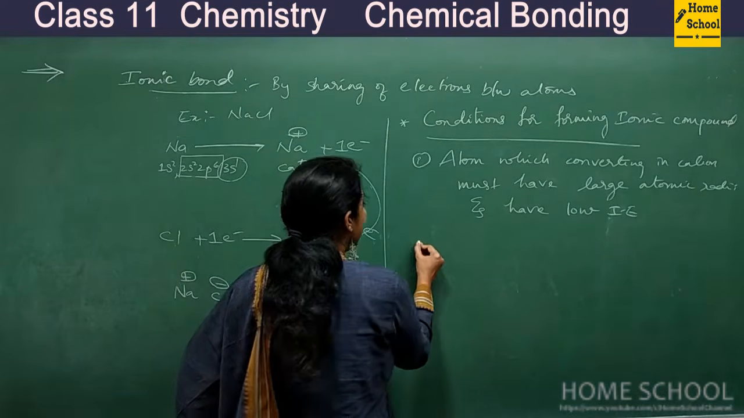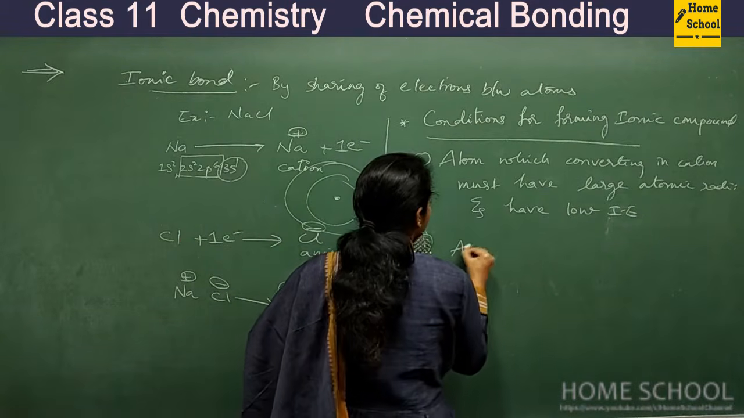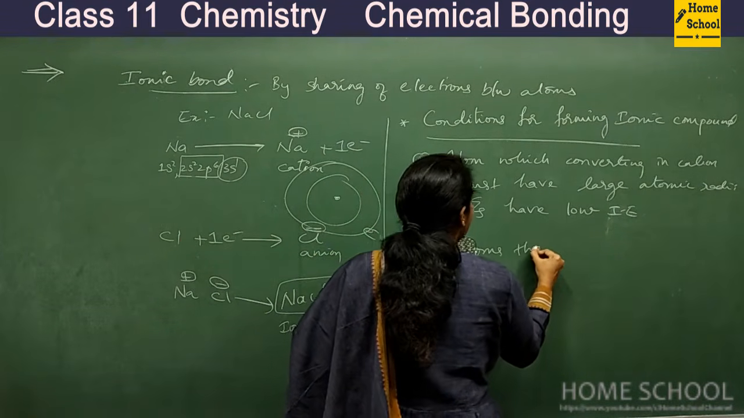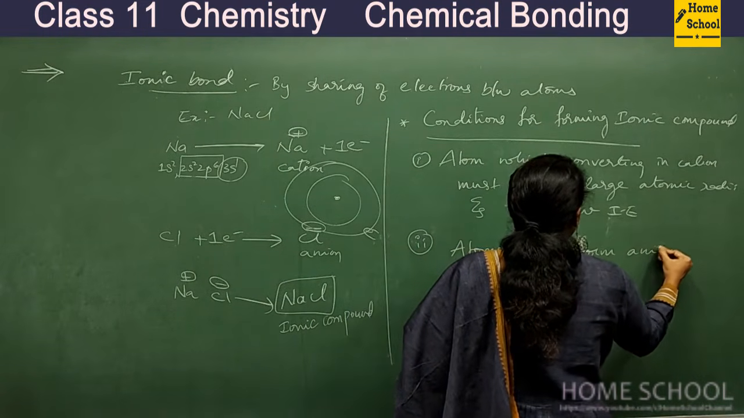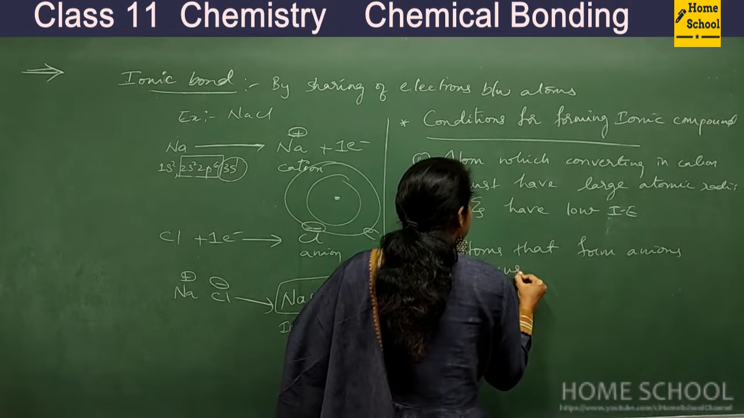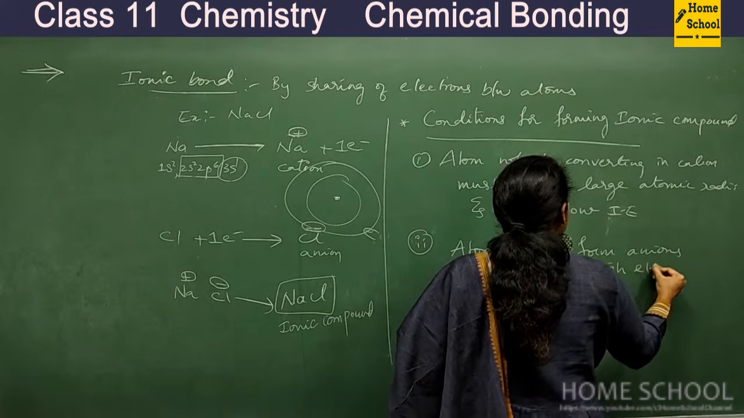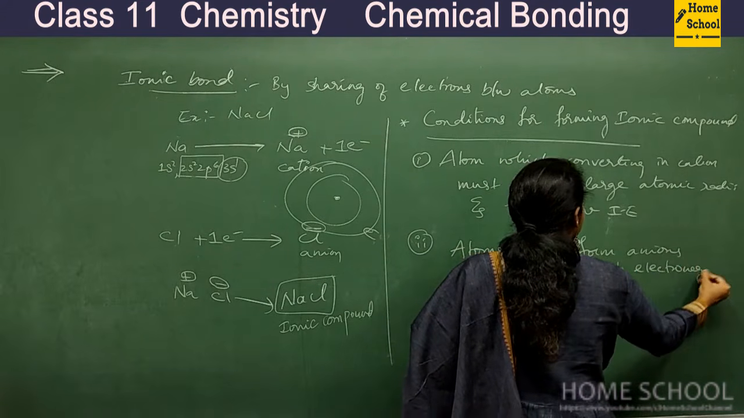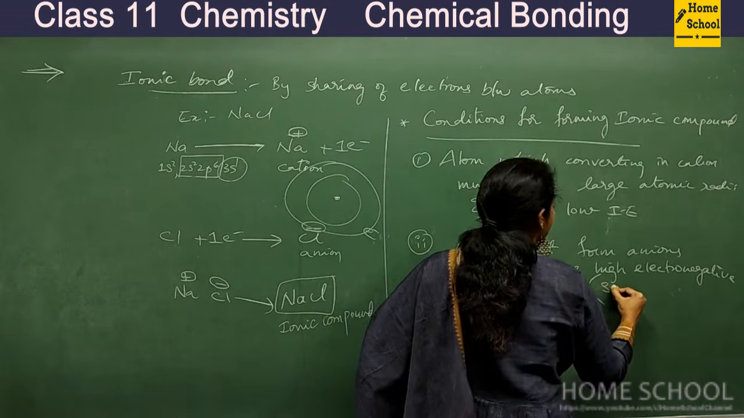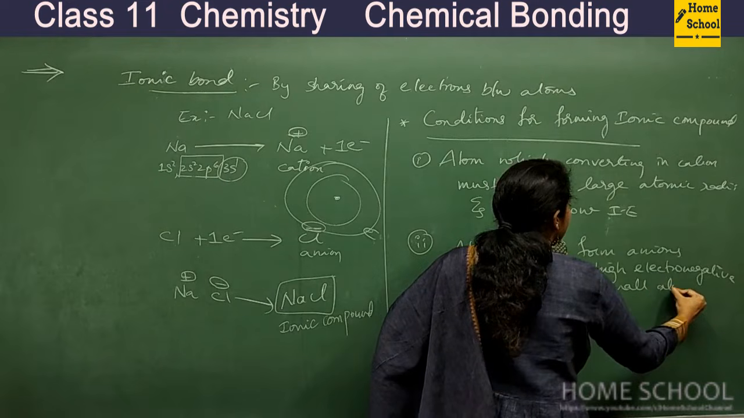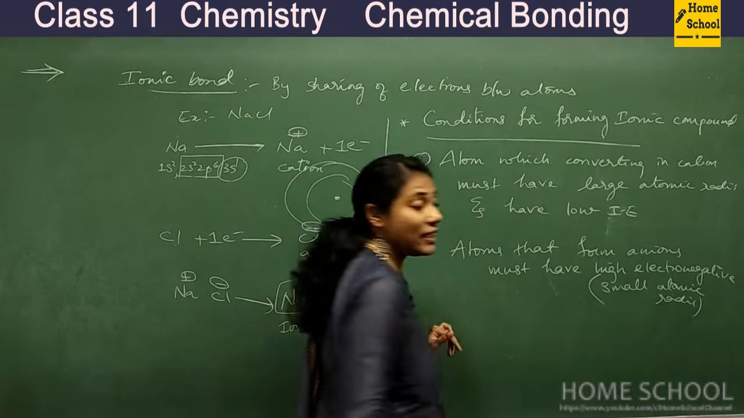And the second condition is atoms that are forming anions. Atoms that form anions must have high electronegativity. They must be highly electronegative, or they must have small atomic radii. In other words, small atomic radii. So this is really very important.